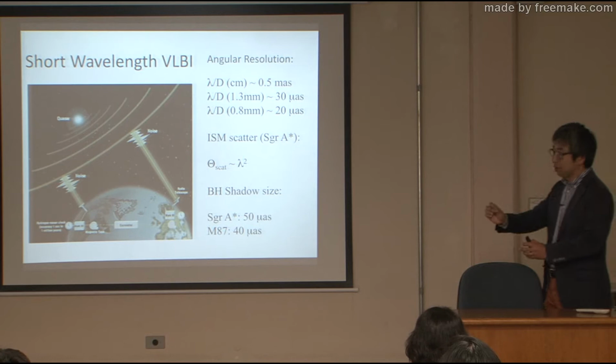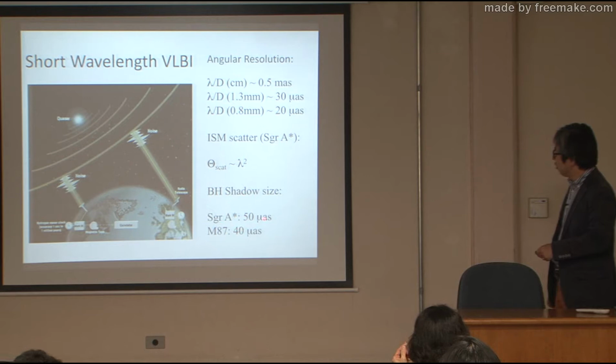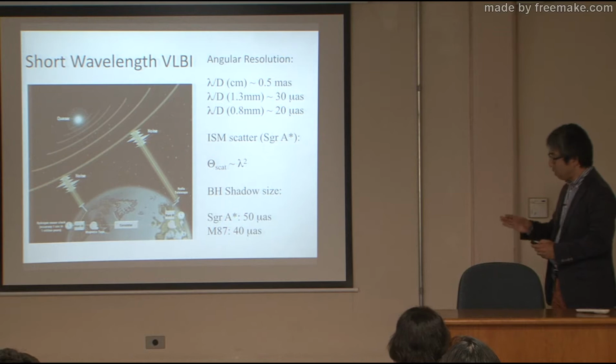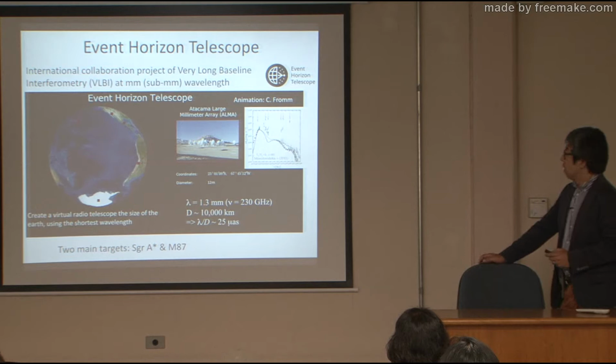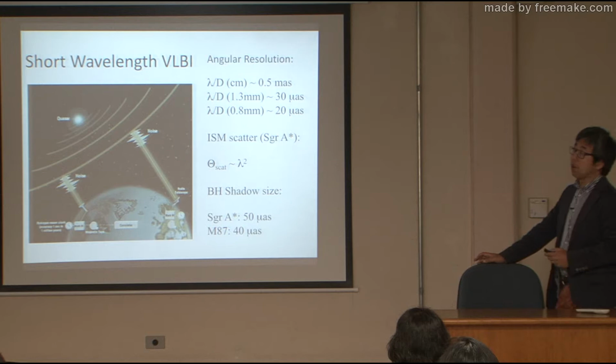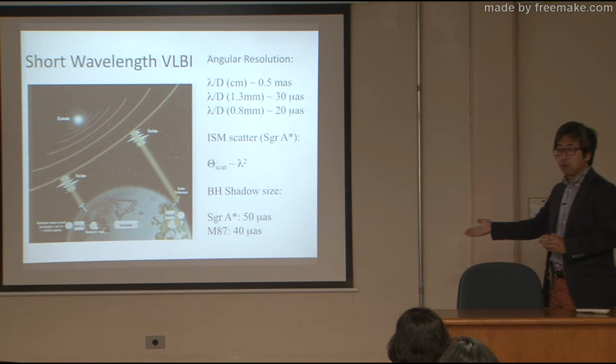Okay, so the shadow size is around 50 microarcsecond, 40 microarcsecond for the M87 case. This is a rough estimate of the size. Question: is the calculation of the size including the spin? Yes, this is including it. This is a rough estimate of the size. Of course, we think about the spin, but that is only a 5% difference. Maybe after that I can show some differences also.